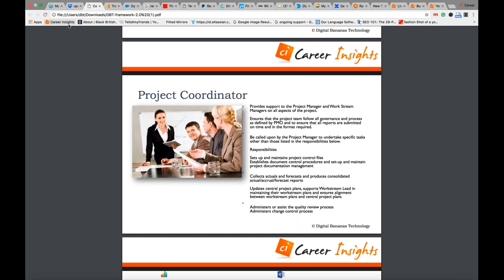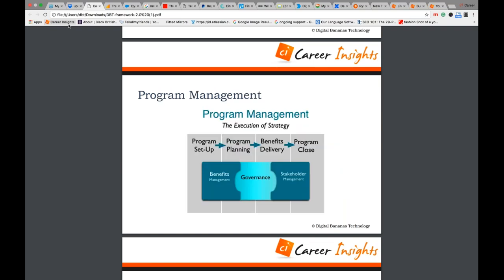This is somebody who supports the project manager and the work stream managers on all aspects of the project. The project coordinator is kind of a project manager, but has a lot of administrative skills, and also understands the Prince2 methodology or whatever methodology they are using within the company. Okay, so I would stop there.